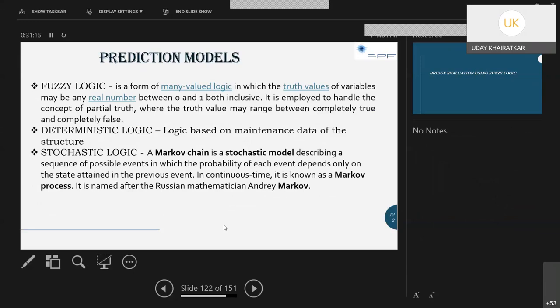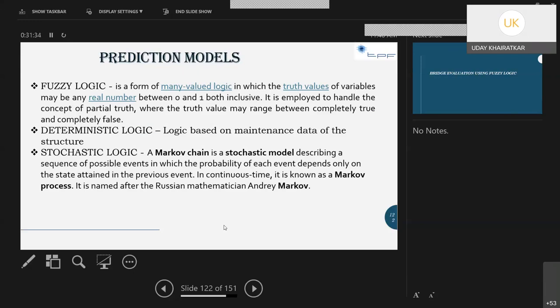So prediction models are based on fuzzy logic. It is a form of many-valued logic in which the truth values of variables may be any real number between 0 and 1, both inclusive. It is employed to handle the concept of partial truth, where the truth value may range between completely true and completely false.